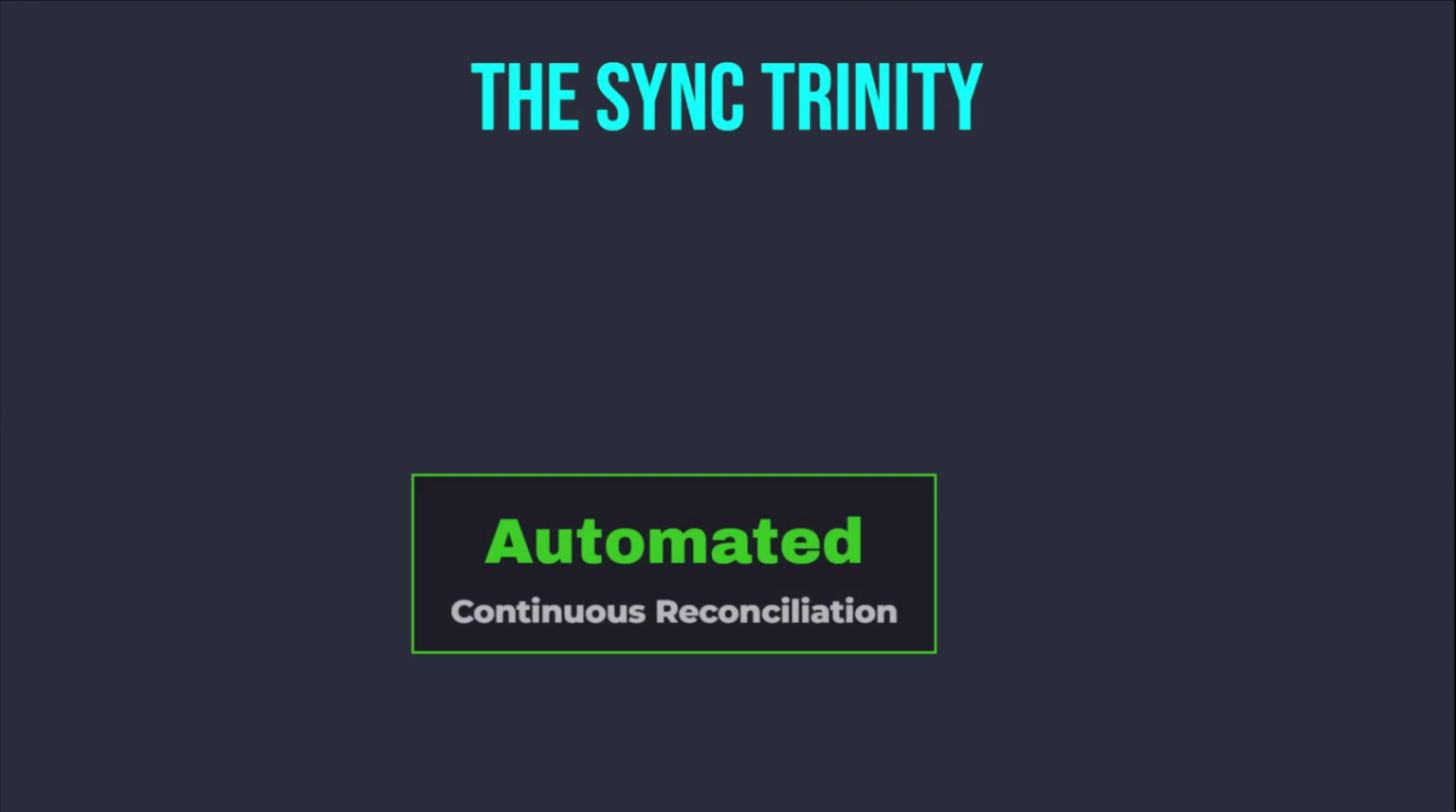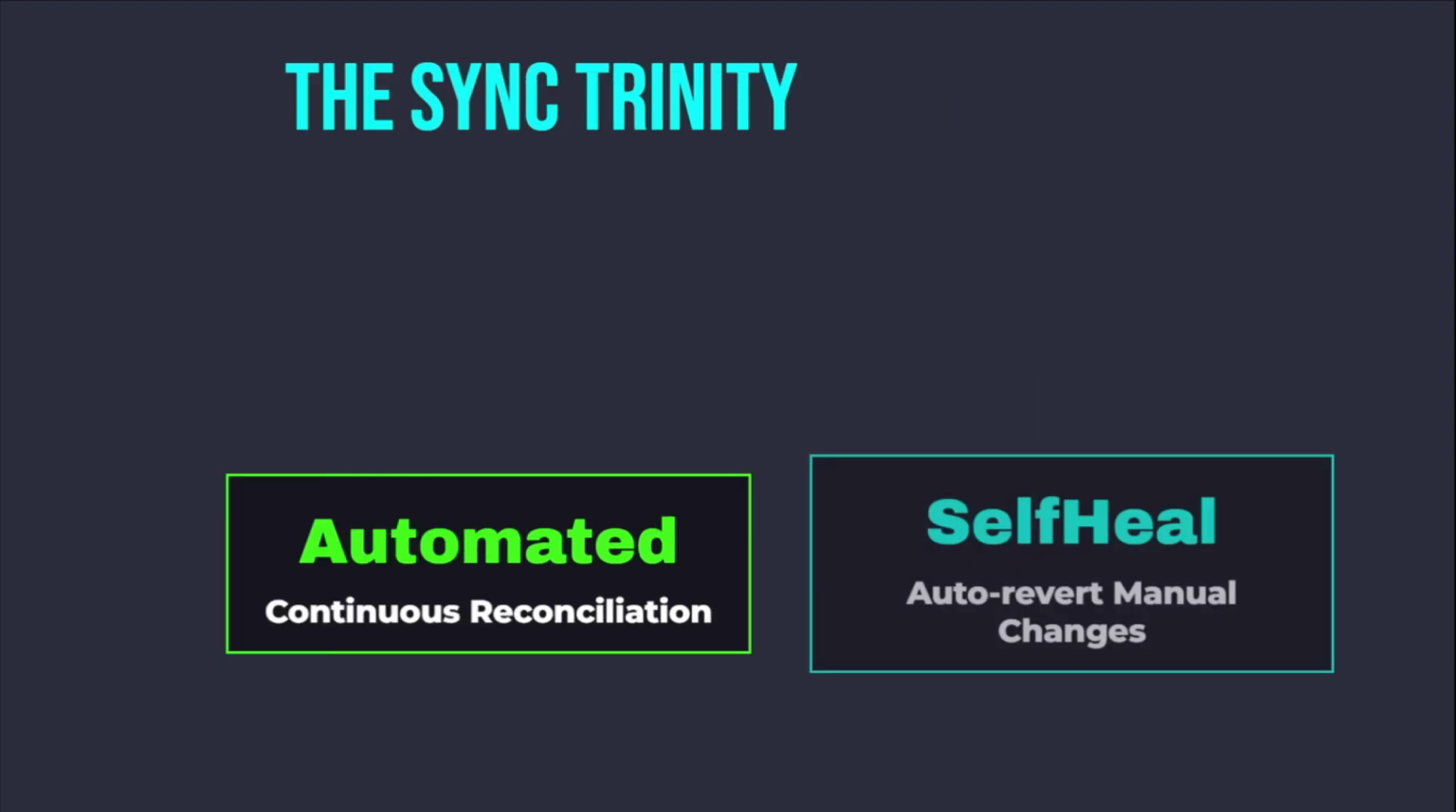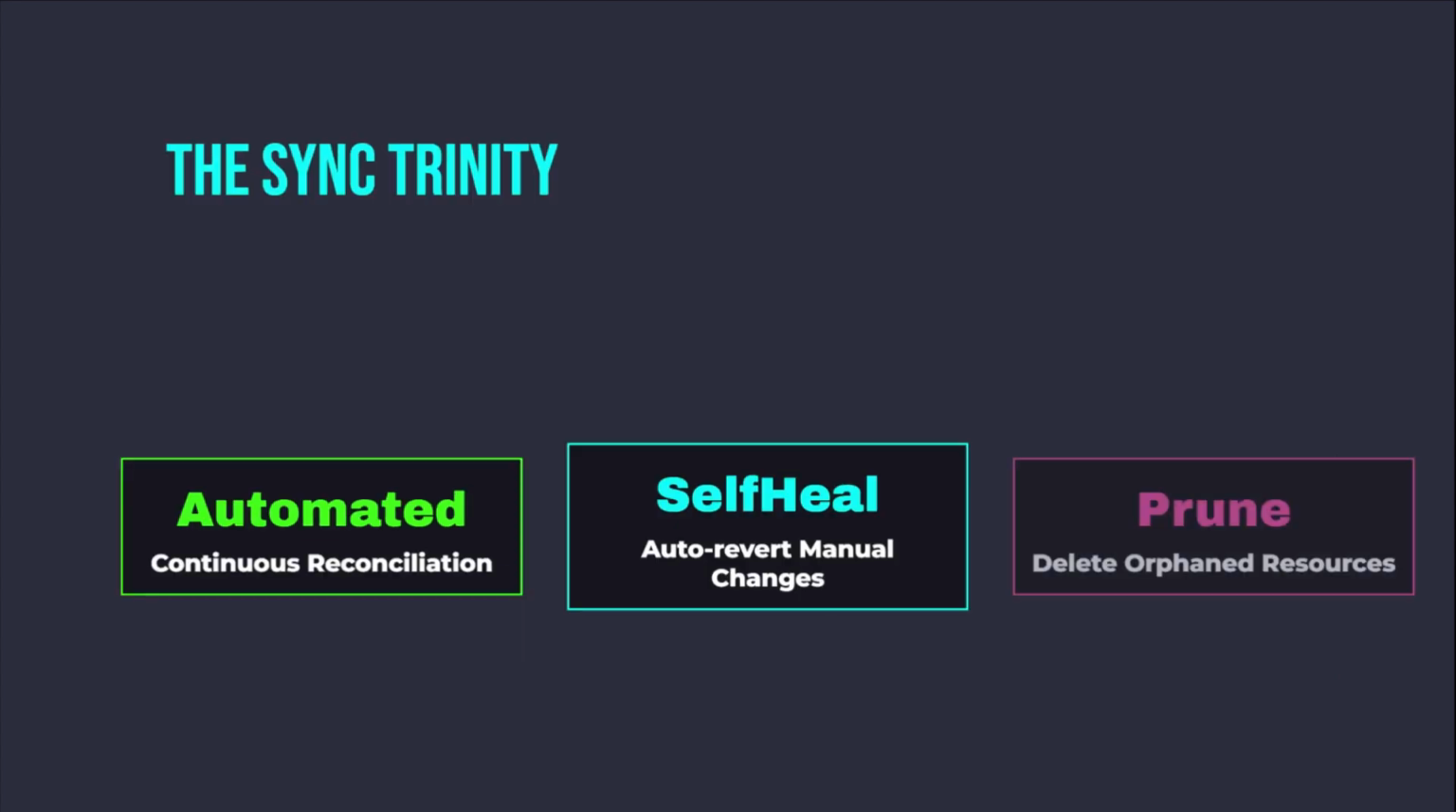Automated synchronization is essential for true GitOps implementation. Within the Application CRD, set spec.syncPolicy.automated to enable continuous reconciliation. To prevent manual cluster changes from persisting, enable the SelfHeal flag. SelfHeal automatically reverts any configuration drift detected by ArgoCD, restoring the state defined in Git.